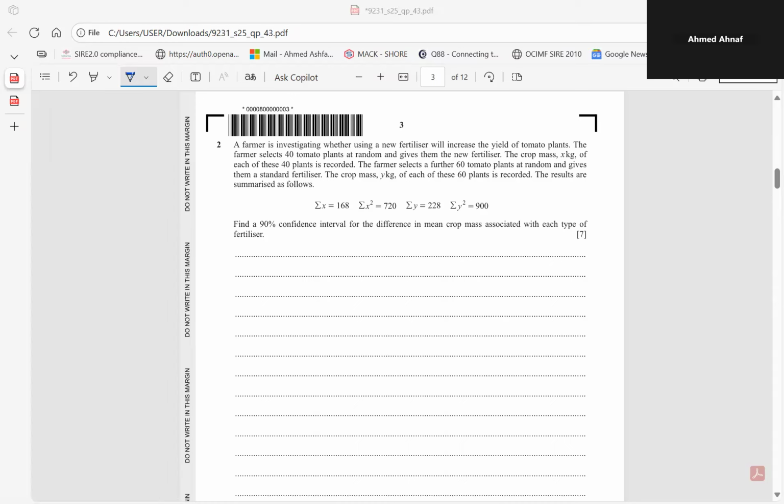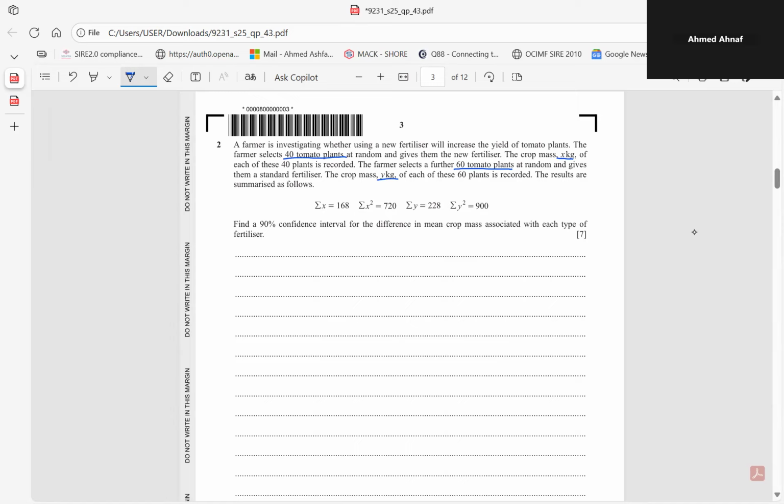Okay, so for this second question, we're told that a farmer is investigating whether new fertilizer will increase the yield of tomato plants. Farmer selects 40 tomato plants at random and gives them the new fertilizer. The crop mass, X kg of each of these 40 plants is recorded. Farmer selects a further 60 tomato plants at random, gives them a standard fertilizer. Crop mass Y kg of each of these 60 plants is recorded. The results are summarized as follows.